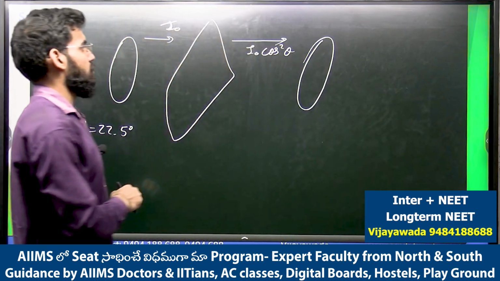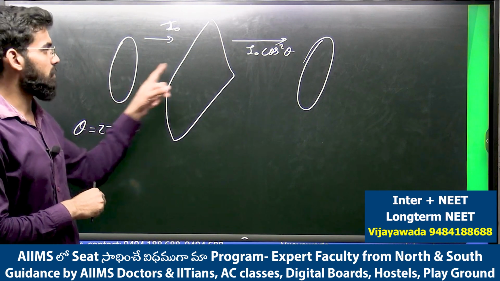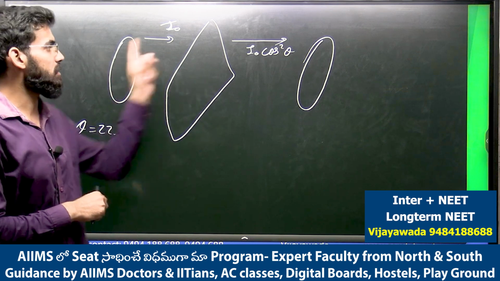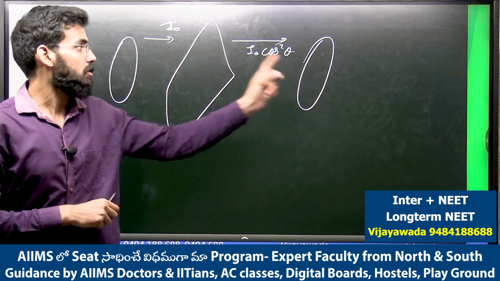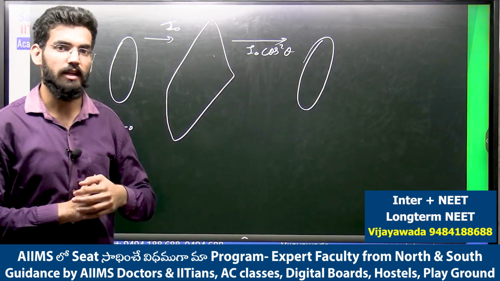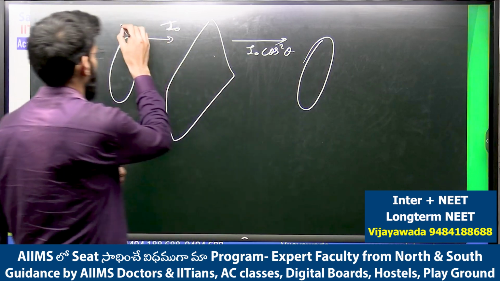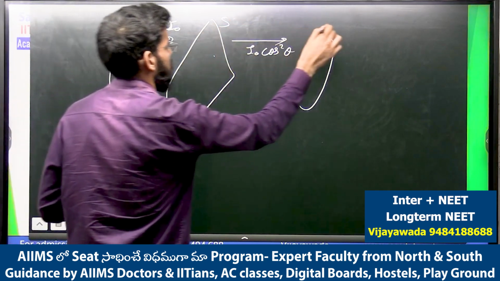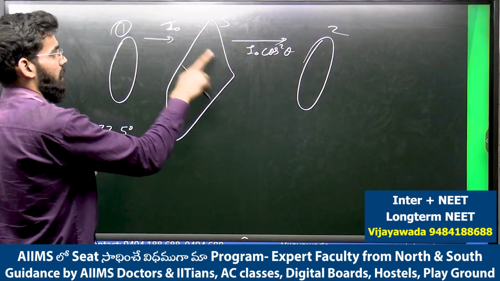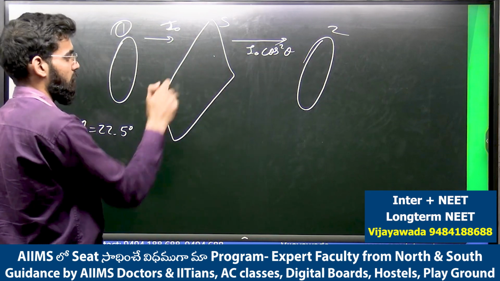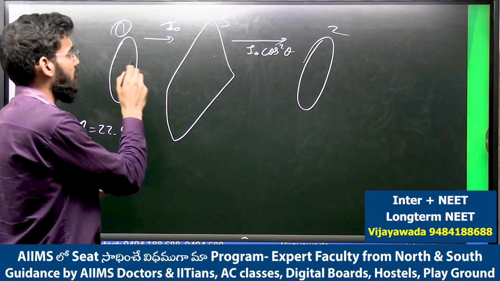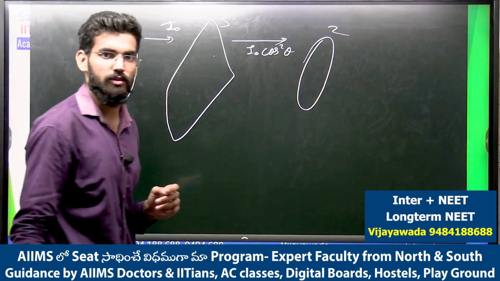Okay. So we know with this it was making 22.5, and these are perpendicular to each other, right? So between this and this, what is the angle? Let's name this first. This is S and this is 2. So between 1 and S sheet, your angle was 22.5. And this 1 and 2 are perpendicular to each other.